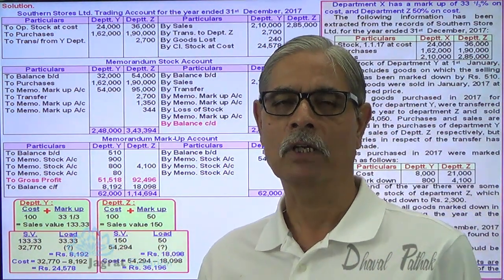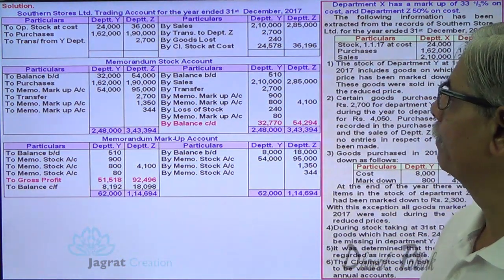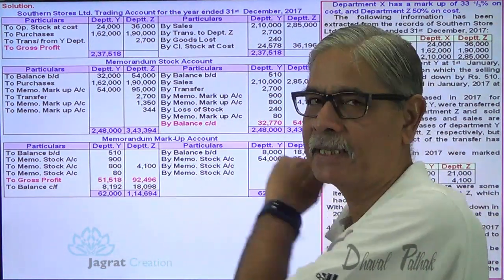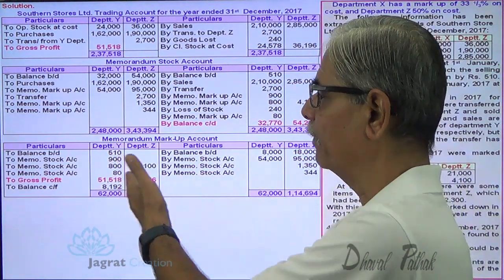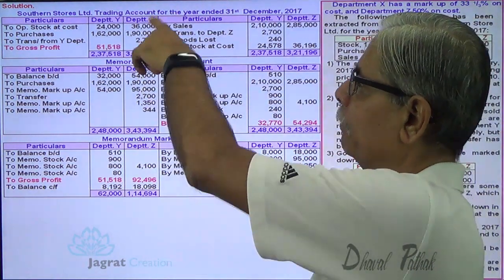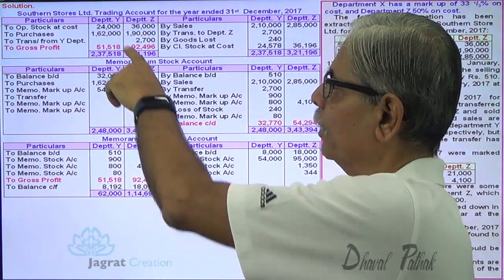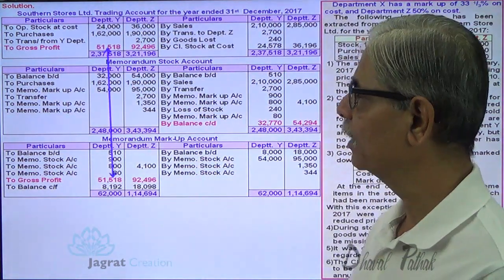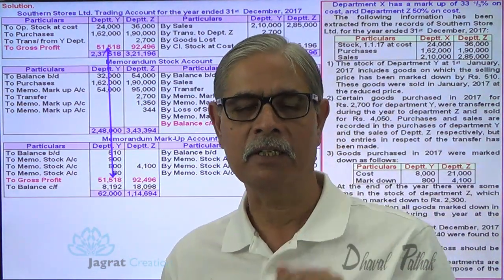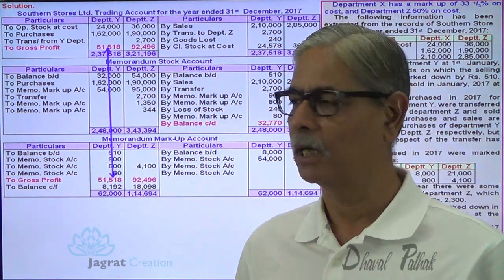Now I would like to find out the gross profit in this trading account. So total of credit side minus total of debit. If you work it out, the profit should be exactly the same. Work it out. 51,518. Here 3,21,196 minus this, so profit is 92,496. Now compare these two profits, it is the same. So here the profit is found out by preparing normal trading account. Here the profit is found out by preparing Memorandum Stock Account and Memorandum Markup Account.